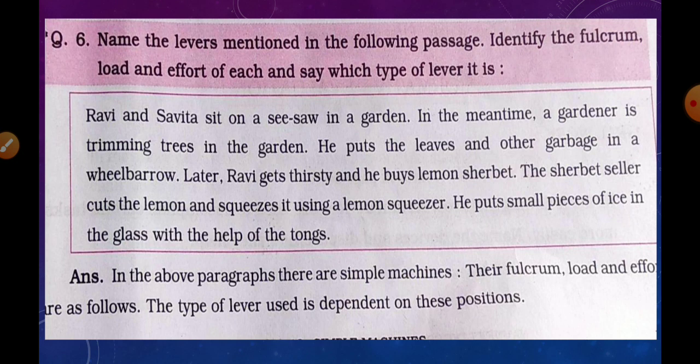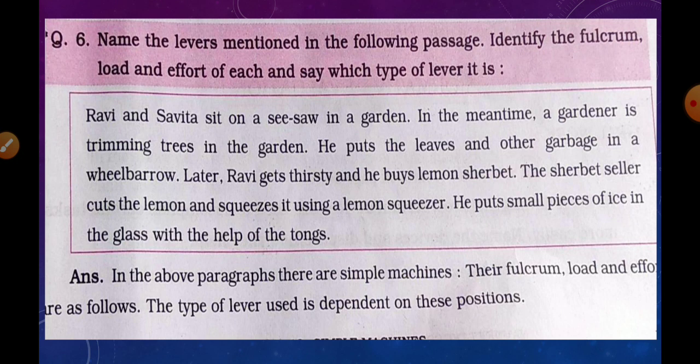Three types of lever we have seen. What are they? First order, second order and third order. And in the first order, fulcrum is in the center. In the second order, load is in the center. And in the third order, effort is in the center.